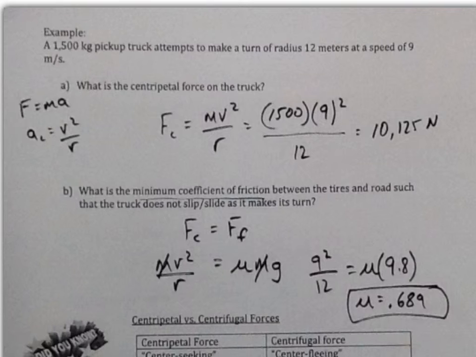Now part B, what is the minimum coefficient of friction between the tires and the road such that the truck does not slip? This is a good example of where our centripetal force is our frictional force. The only way this happens is if that centripetal force is equal to the force of friction between the tires and the road. So we set our centripetal force equal to mu mg, and that mu mg comes from our friction equation, mu times the normal force, which in this case is just the force of gravity, m times g. The mass cancels out anyways, and when we solve for mu, we see that it is 0.689.